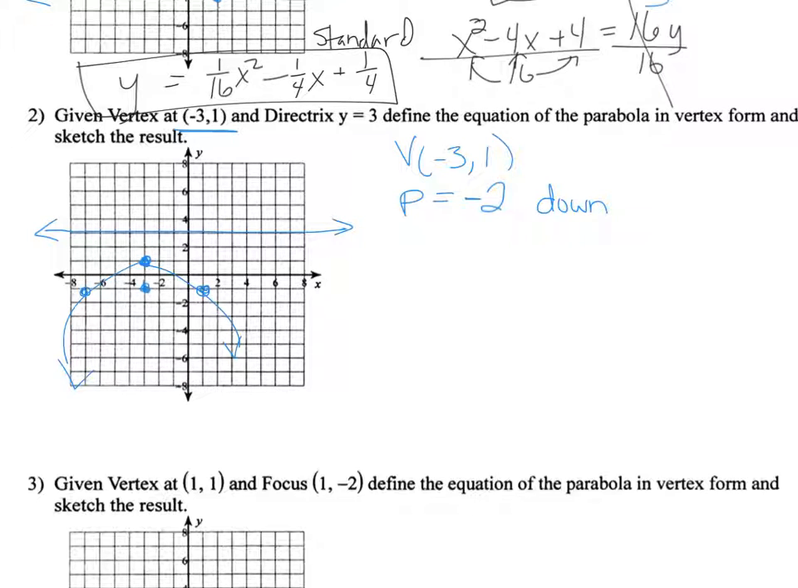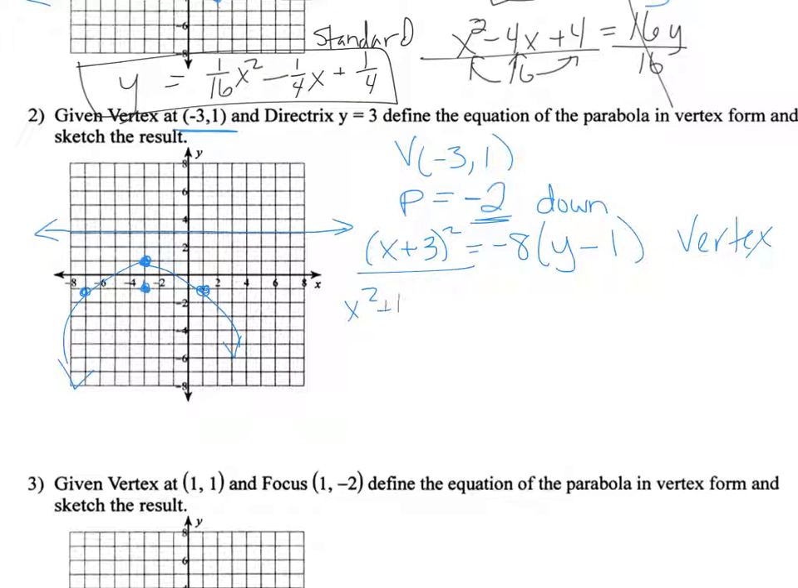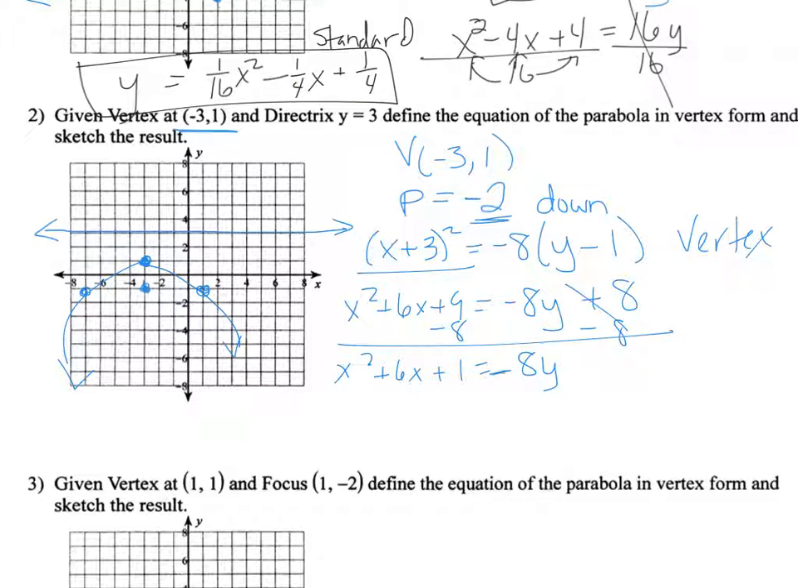So writing the equation, it's (x minus negative 3) squared equals, remember it's 4 times negative 2, so that's negative 8, and then (y minus 1). So this is our vertex form. For standard form, you would square this, which is x squared plus 6x plus 9 equals negative 8y plus 8. Subtract 8, and we just simply solve. You just have to be algebraically sound here. And divide by negative 8.